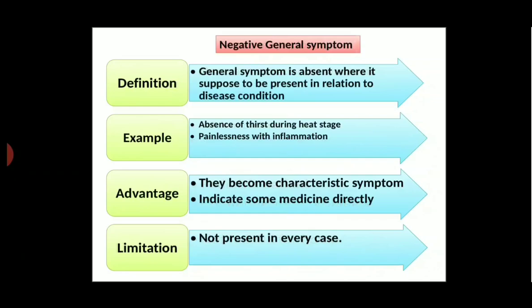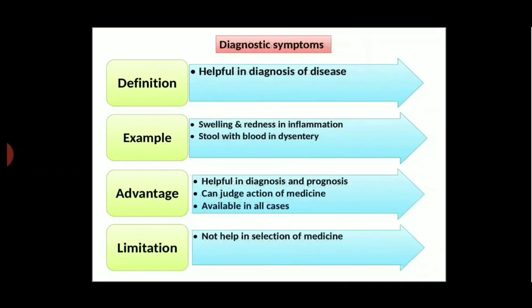Last is negative general symptom. When a symptom generally supposed to be present in a particular case but is absent, it is known as a negative general symptom. Example is no thirst during heat stage, painlessness in inflammation. They are very characteristic symptoms and they indicate some medicine which you can prescribe. Next is diagnostic symptom. They are not helpful in any particular homeopathic prescription, but they are helpful in diagnosis of a disease.